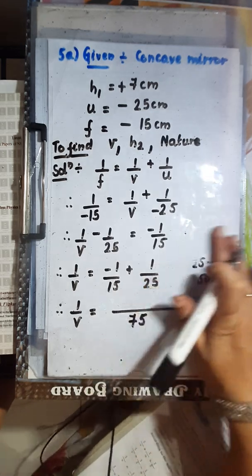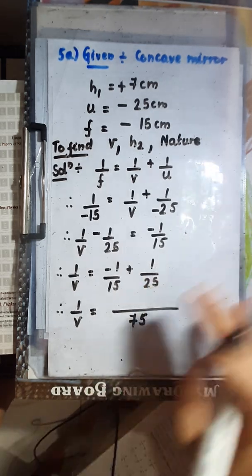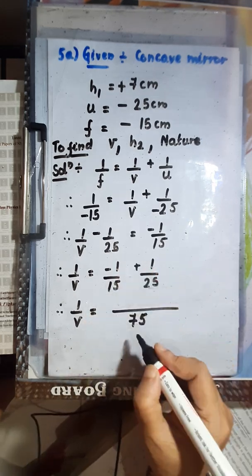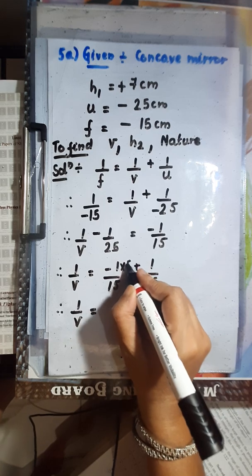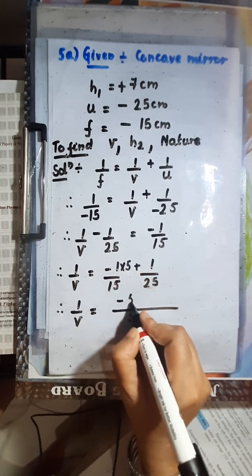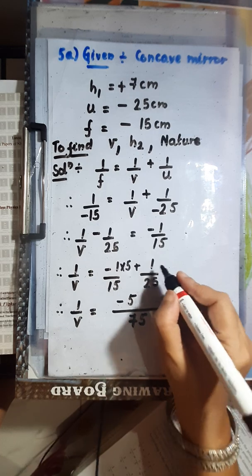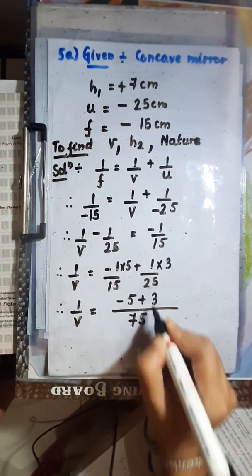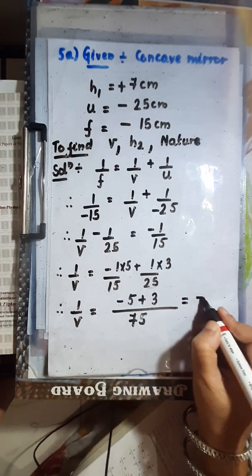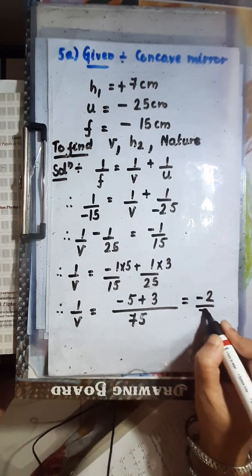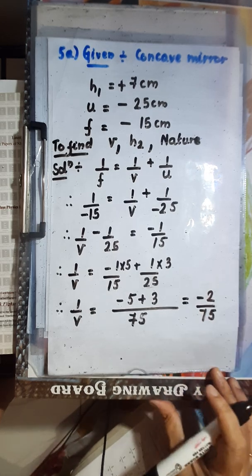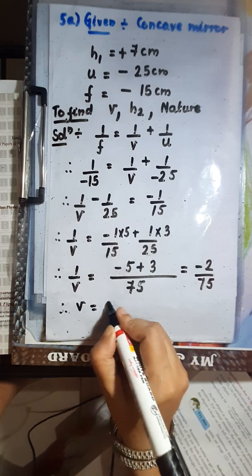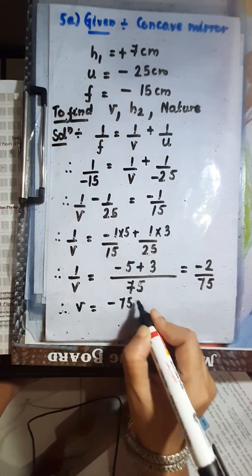Least common multiple 75. Now 15 will go into 75 how many times? 5 times. So we'll get minus 5. 25 will go into 75 how many times? 3 times. So I will get plus 3. So 1 upon v is equal to minus 2 upon 75. Therefore, v is equal to minus 75 upon 2.